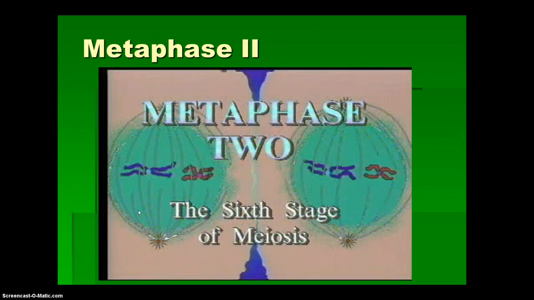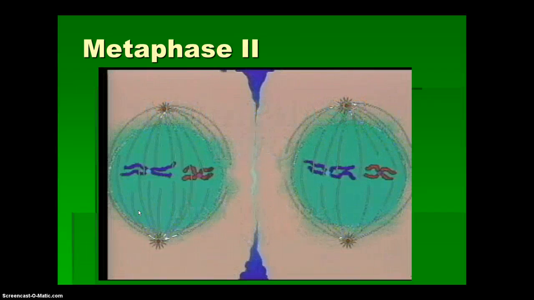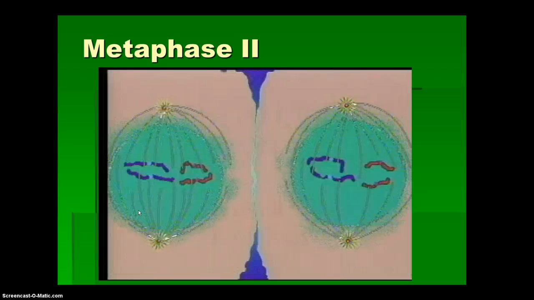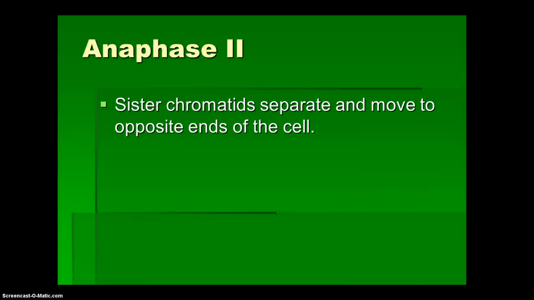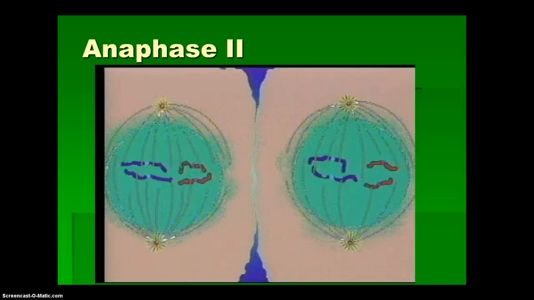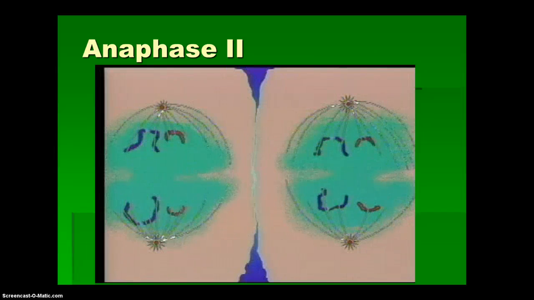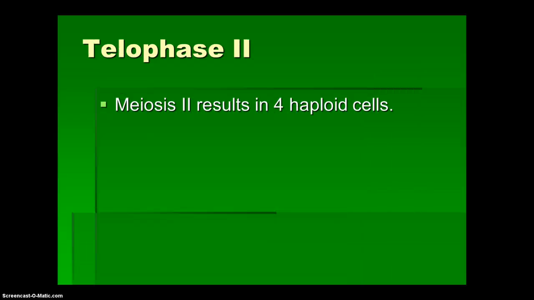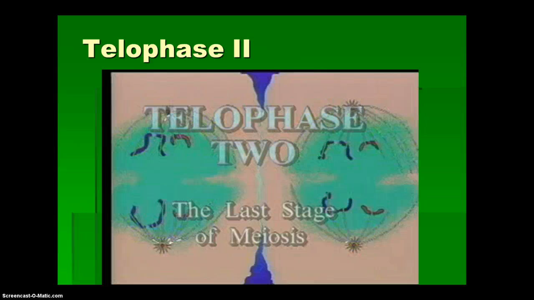During the sixth stage of meiosis, called Metaphase II, the chromosomes line up on the equator of the cell. And now the centromeres split apart. So the sister chromatids separate and move to the opposite ends of the cell, and we get Anaphase II, where they're being pulled apart to the opposite ends of the cell. During the seventh stage of meiosis, called Anaphase II, the centromeres separate for the first time. And now the sister chromatids become daughter chromosomes as they move toward the opposite poles of the cell. So meiosis II results in 4 haploid cells.